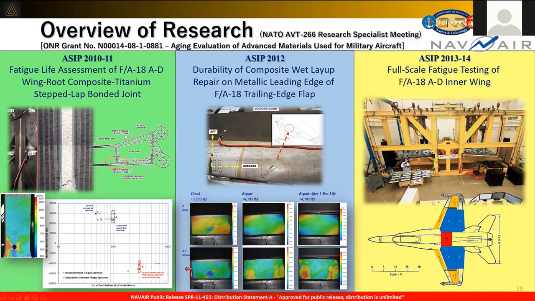So this was a three-stage test where we did ARAMIS on the coupon level. And then when we went to the structural level, this is the trailing edge flap of the F-18 inboard trailing edge flap. You can see there's a crack on the leading edge on the metallic section. So you can see the strain anomalies as we fatigue this. And then we did a repair on this system, and the ARAMIS reading gave us a pretty good indication that, yeah, the repair is good. You can see there are no strain anomalies.